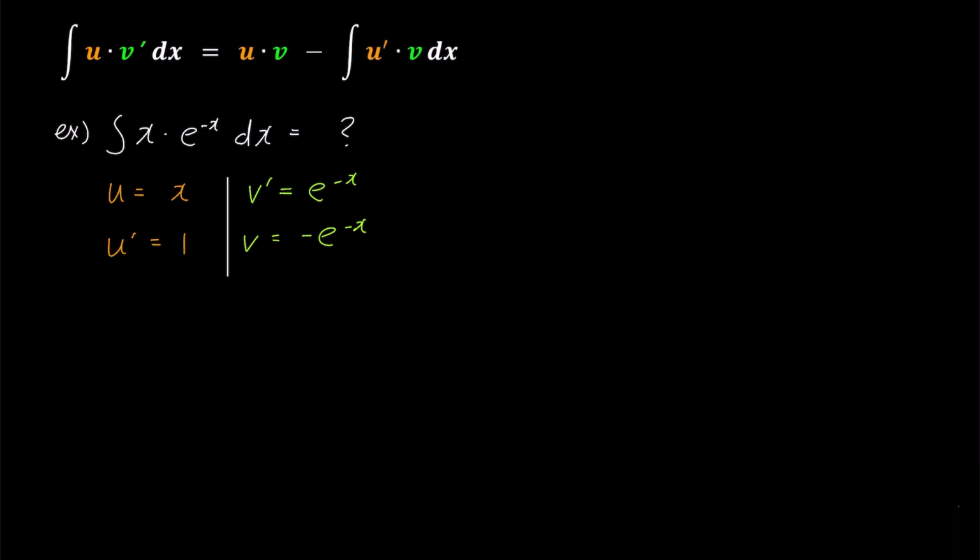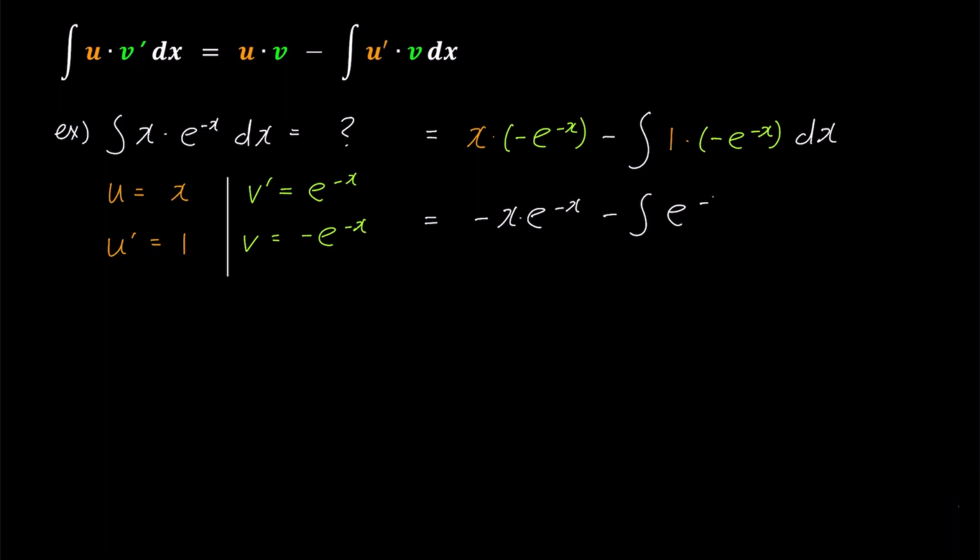As shown in the equation above, we can substitute the values we found into the u, v, u prime, and v terms on the right-hand side. The first term we need is u times v, which are x and negative e to the power of negative x, respectively. And we need to take the integral of u prime v, which is 1 and negative e to the power of negative x, respectively. The formula can be further simplified to negative x times e to the power of negative x minus integral e to the power of negative x times negative 1 dx.